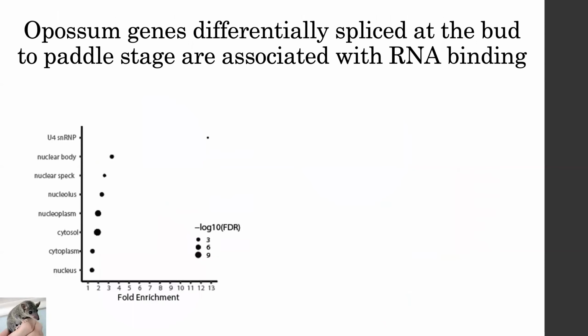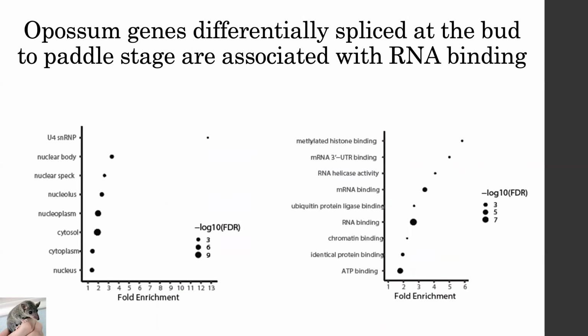We also ran a gene enrichment analysis at each stage. In the opossum bud to paddle stage, for example, the differentially spliced genes are significantly enriched within different compartments of the nucleus, as well as within a specific RNA component of the spliceosome. The genes are also associated with binding to the RNA in different capacities. So overall, this is providing additional evidence that splicing could be modifying gene expression at the RNA level.